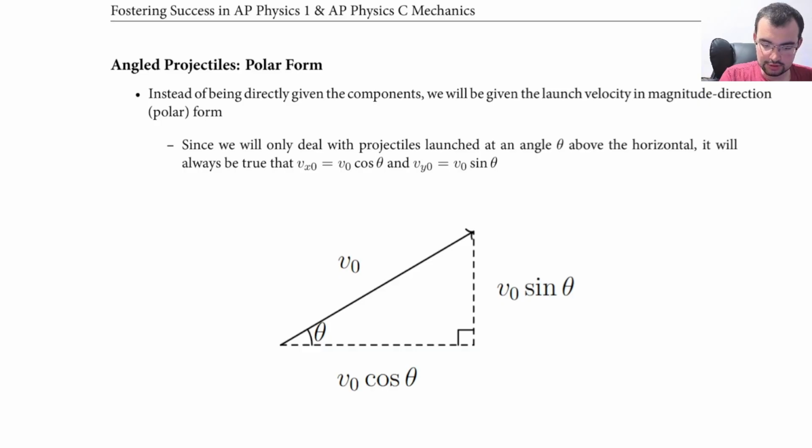It's less common for you to be given the components. Instead, you're usually given the launch velocity in magnitude-direction form, or polar form, where we tell you the launch velocity and the launch angle. And as soon as you have that, I need to instantly break this into the X and Y components. Because we don't do kinematics at an angle, we only do kinematics in X and Y. So as soon as you see an angled projectile, you've got to break it up into X's and Y's.